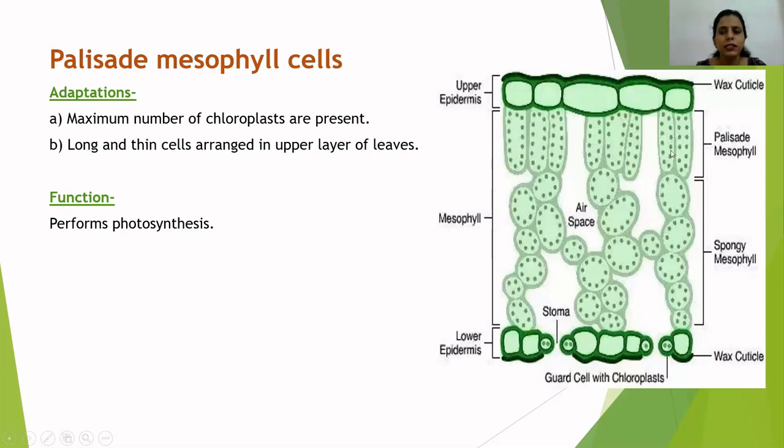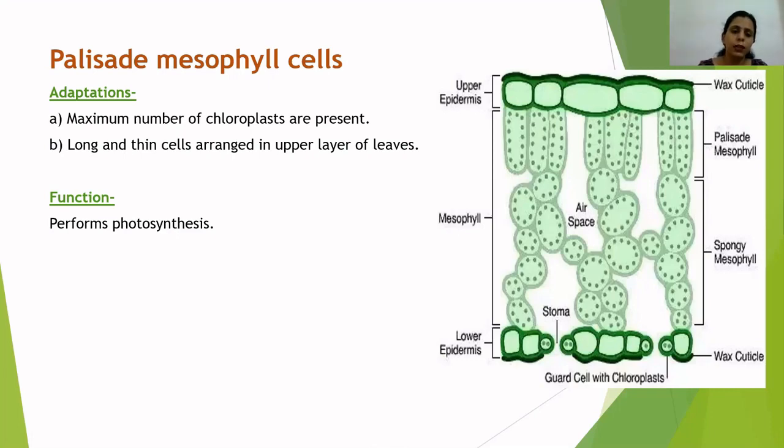So hence Palisade mesophyll cells, because they are highly specialized for photosynthesis, have a large number of chloroplasts, which helps Palisade mesophyll cells in order to perform photosynthesis. Okay, so they have the maximum number of chloroplasts present in them.